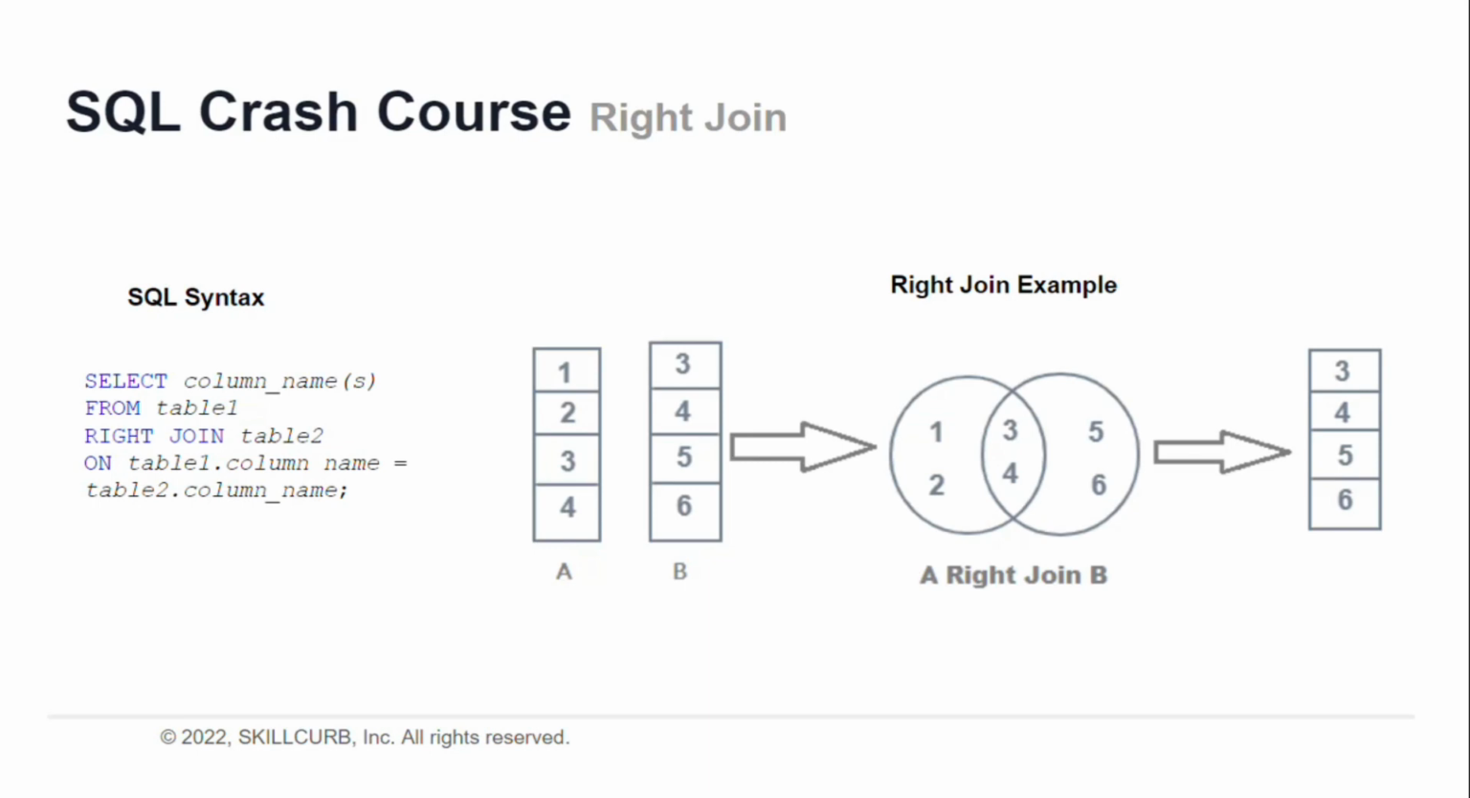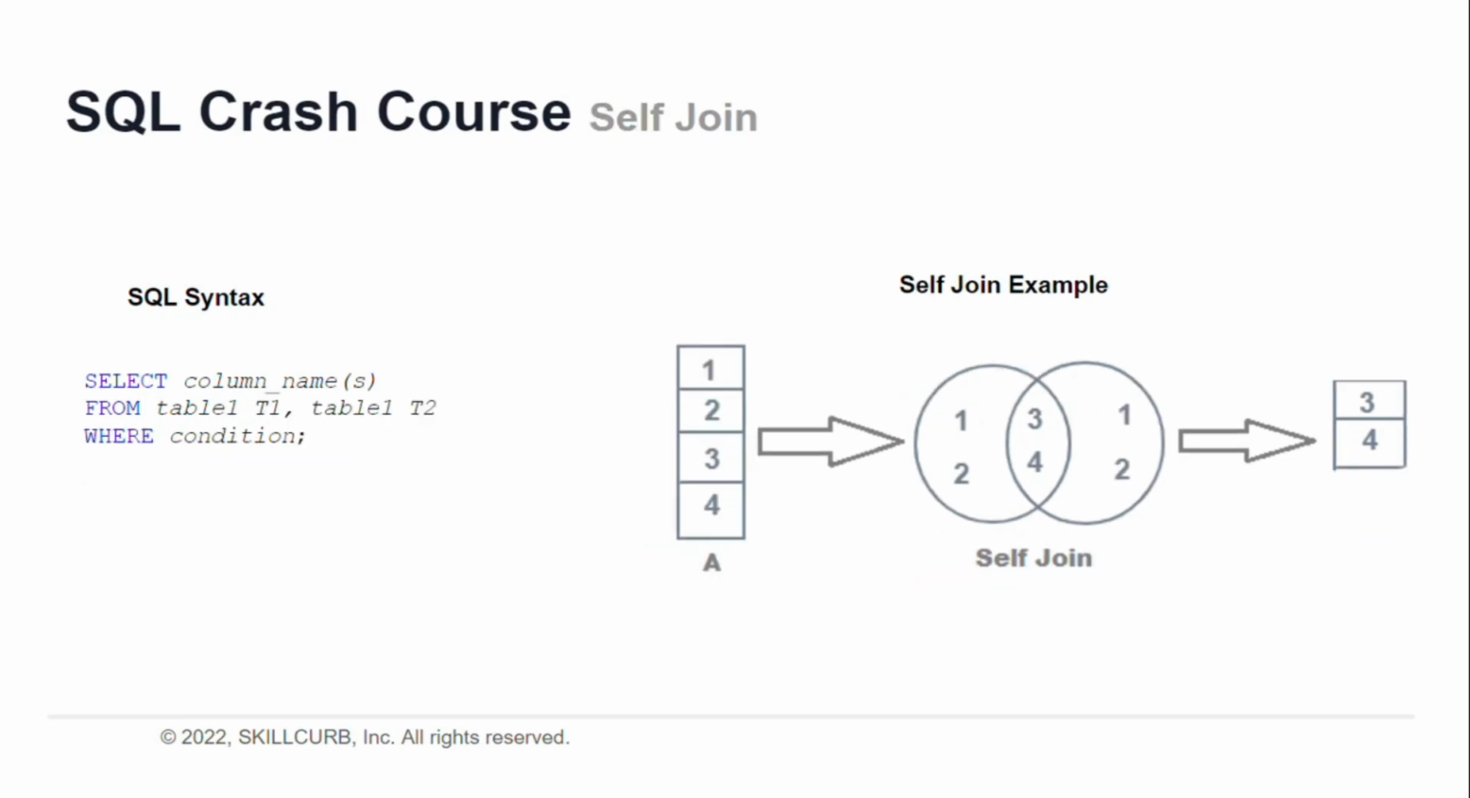Here in the example, you can see that there are two tables A and B. A has 1, 2, 3 and 4 in it, while B has 3, 4, 5 and 6. When both these tables are joined using right join, then the data that was common in both tables, which is 3 and 4, will be in the result set plus all the data of the table which is present on the right hand side, which in this case is table B, will be in the result. Thus, the result set will contain 3, 4, 5 and 6.